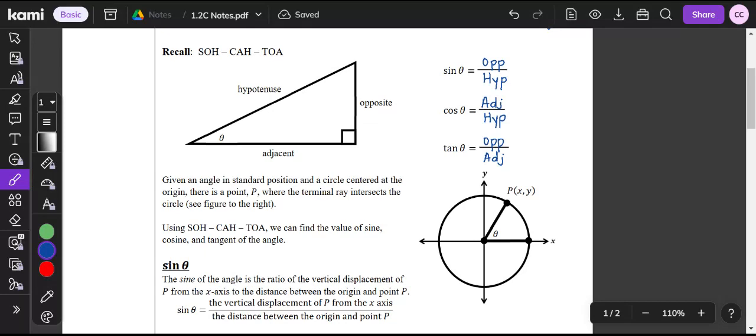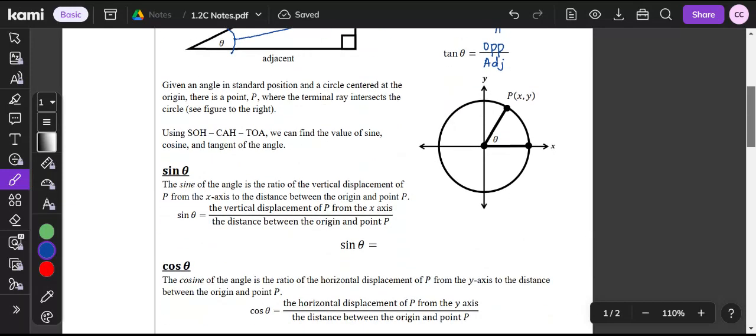side. And just again, real quick for review's sake, the opposite side refers to the only side the angle is not touching. The adjacent side is the side that the angle is touching, and the hypotenuse is always the slanted side. All right, very good.